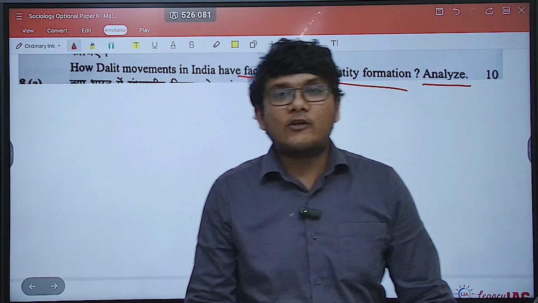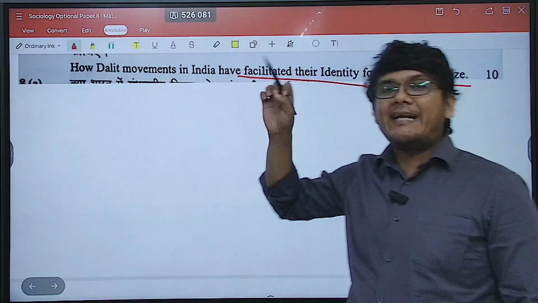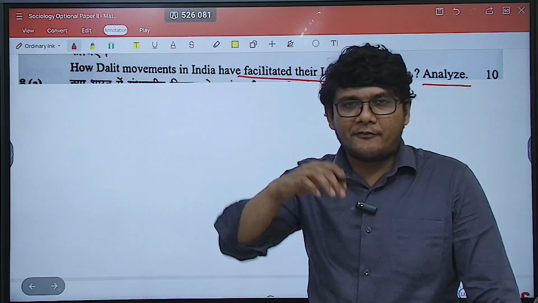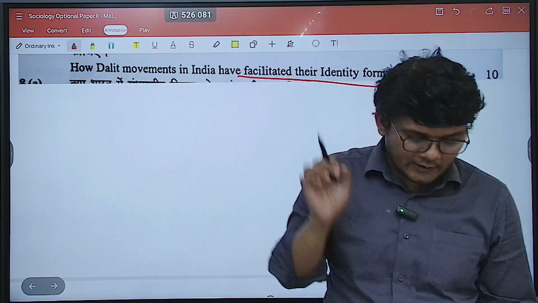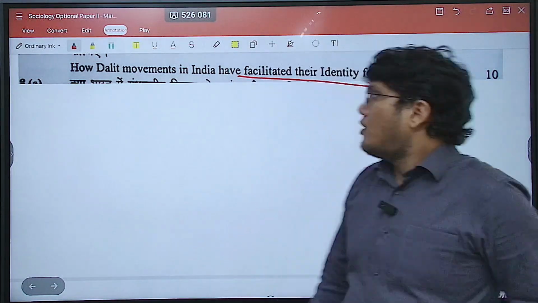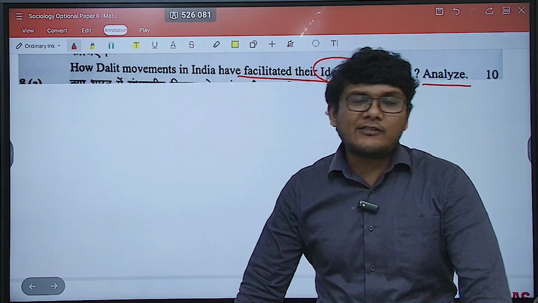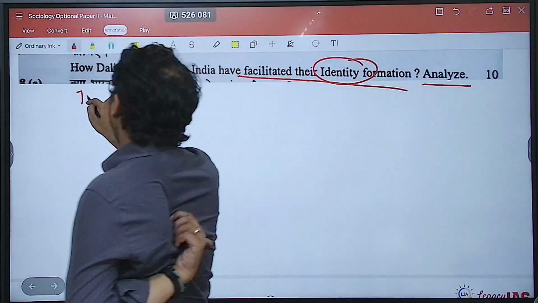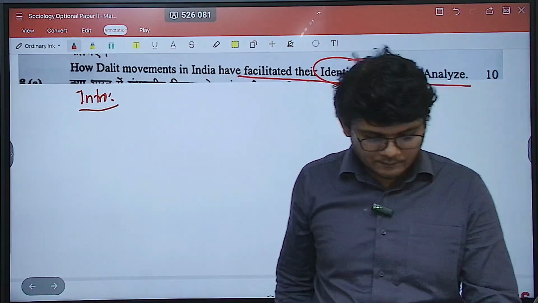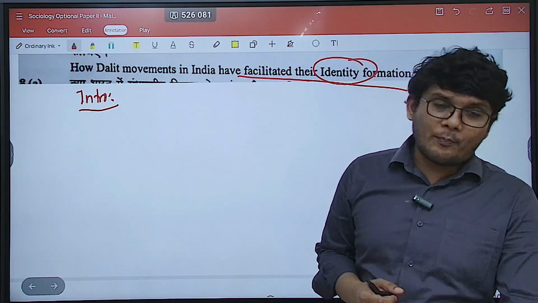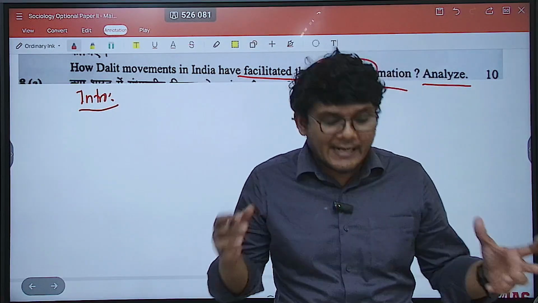So we need to first talk about what the Dalit movement is. You can take certain examples about the different Dalit and sub-Dalit movements too, and what it was all about. So how did Dalit movements in India facilitate their identity formation? First of all, in the introduction, you can talk about why the Dalit movement took place in the first place. Why did it take place? It took place because their identity was an issue.